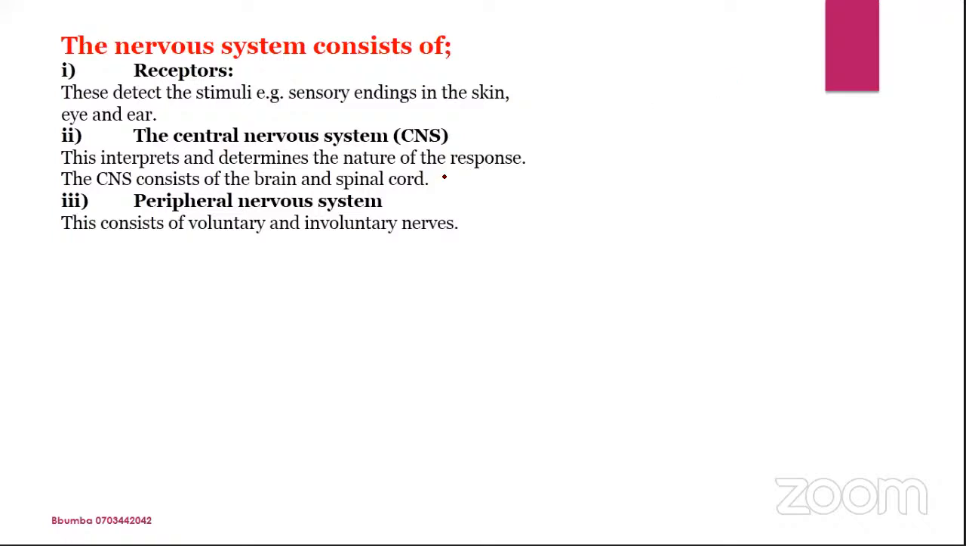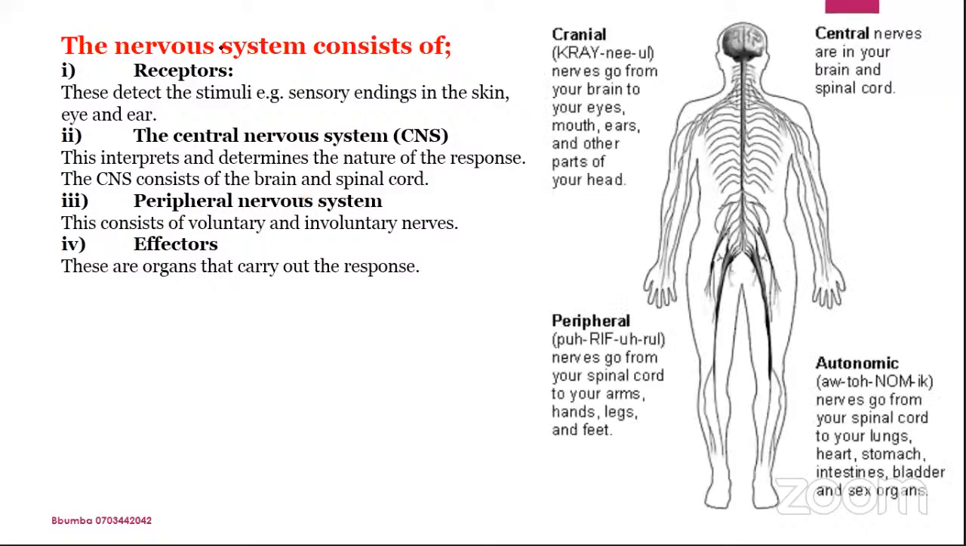It's not a must. So the peripheral, I've just explained it, and then the effectors, which are the ones that carry out the response. Now, I've already told you that the cranial nerves go from the brain. They are the ones here in the neck. Let me circle it here. These cranial nerves are going to serve the eyes, the mouth. That's why your eye blinks without you noticing. They're going to serve your ears and other parts of the head.